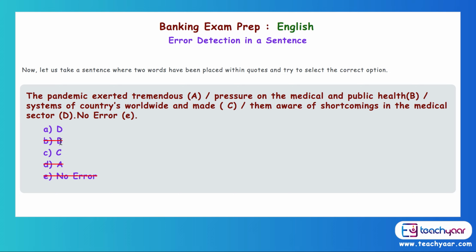Systems of countries worldwide and made. Now, when I read it down, systems of countries worldwide, it sounds good. But when you look at what is given there, you will find that countries, what has been written there? Country apostrophe S. Now that is wrong. It should not be countries like this. It should be plural form of country.